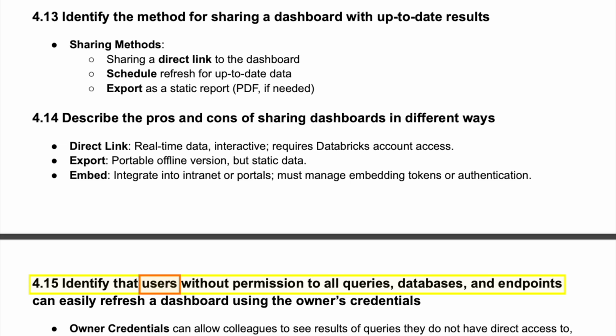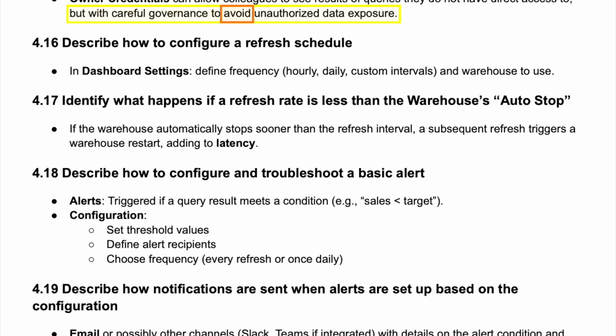4.15 Identify that users without permission to all queries, databases, and endpoints can easily refresh a dashboard using the owner's credentials. Owner credentials can allow colleagues to see results of queries they do not have direct access to, but with careful governance to avoid unauthorized data exposure. 4.16 Describe how to configure a refresh schedule in dashboard settings. Define frequency, hourly, daily, custom intervals, and warehouse to use. 4.17 Identify what happens if a refresh rate is less than the warehouse's auto stop. If the warehouse automatically stops sooner than the refresh interval, a subsequent refresh triggers a warehouse restart, adding to latency.